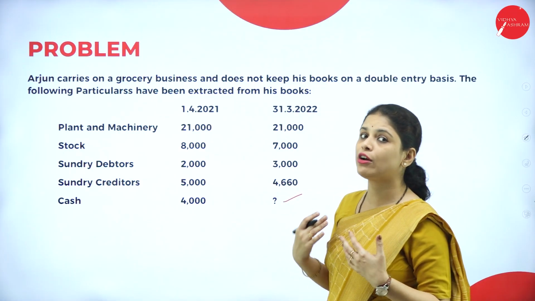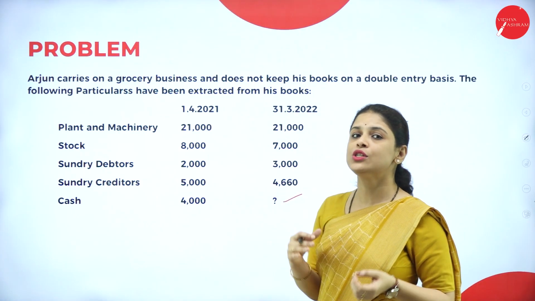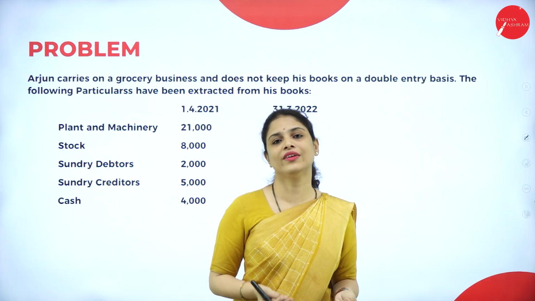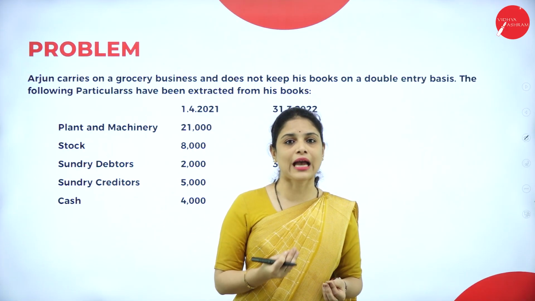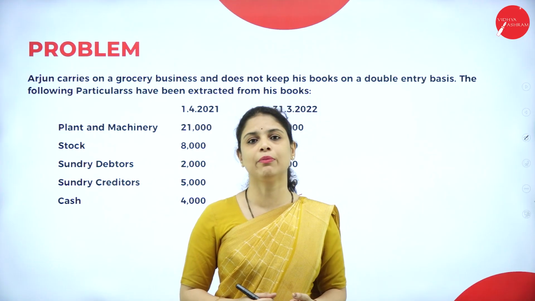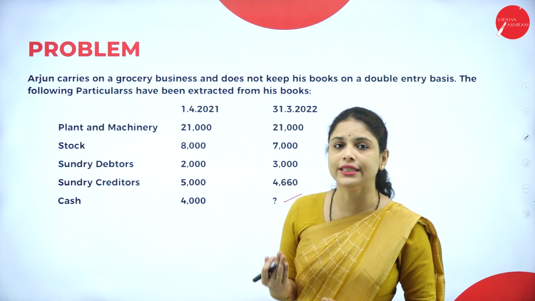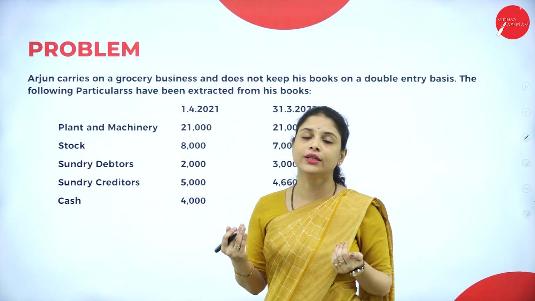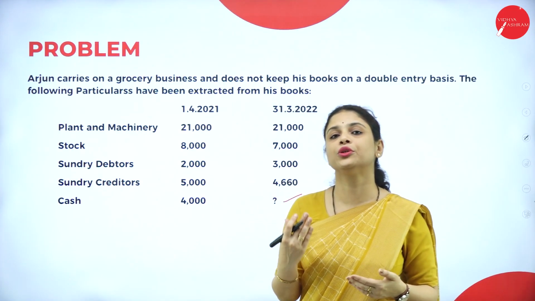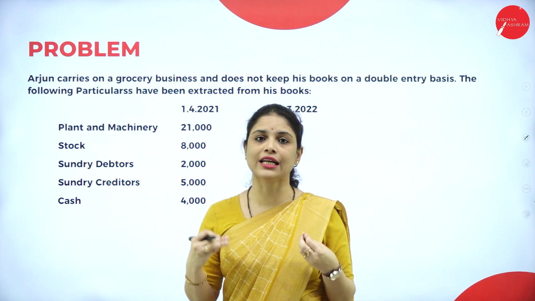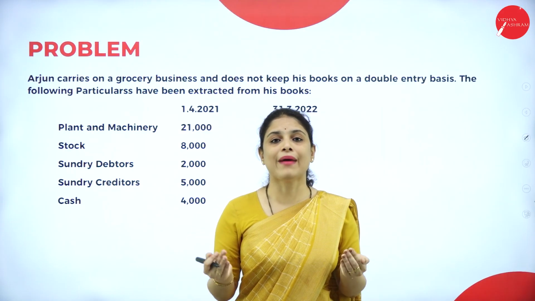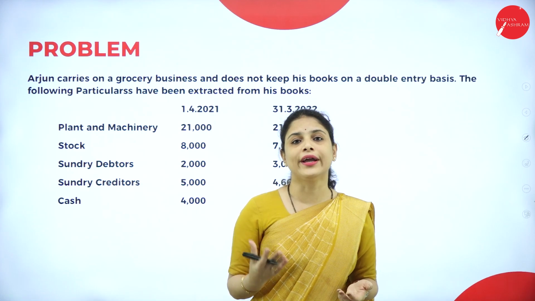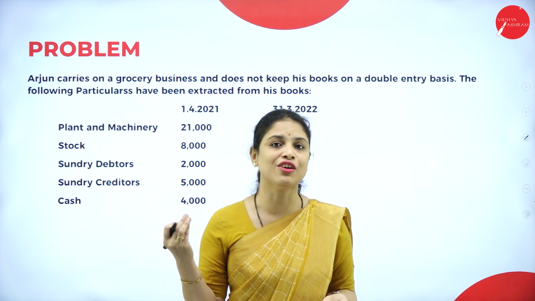Now let us see what all the accounts we are going to open. First one, we have to prepare the statement of affairs. Why? Just to calculate the capital, because capital will not be given in the problem. And next, total debtors account to find out the total credit sales, and total creditors account to find out the total credit purchases, and also the bank account or bank book. Why? To find out the closing balance of the bank account.